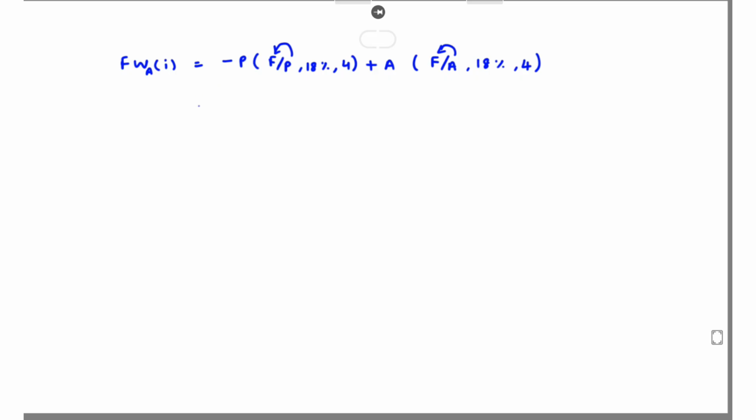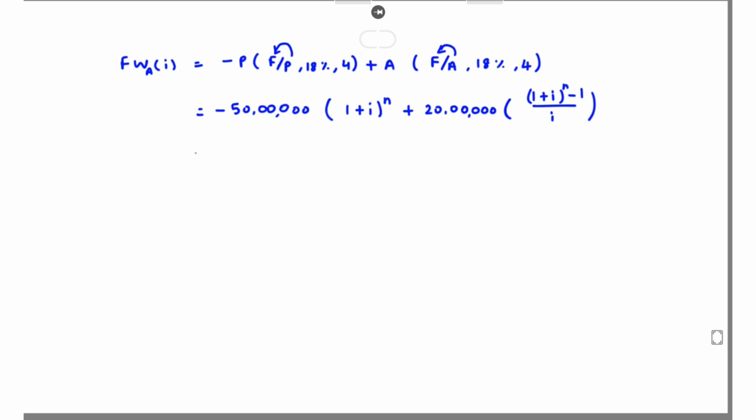For A, the P value, the initial investment, is 50 lakhs, which is given. The present value is converted into future by the formula 1 plus I power n. Now plus A, where A is 20 lakhs, into F by A, which converts the annual revenue into future worth. That is 1 plus I the whole power n minus 1, divided by I.